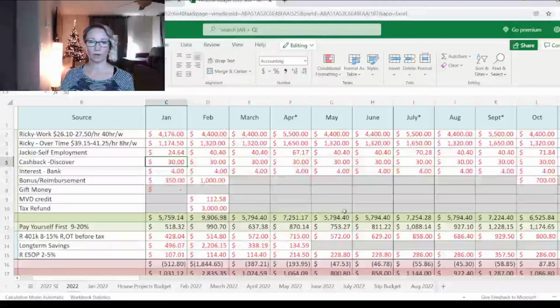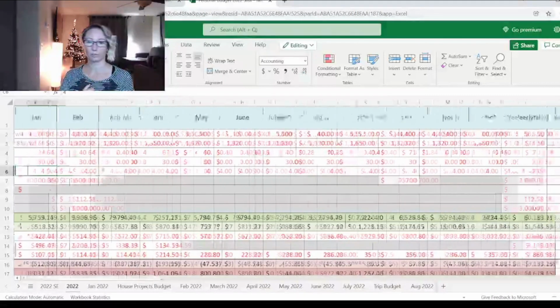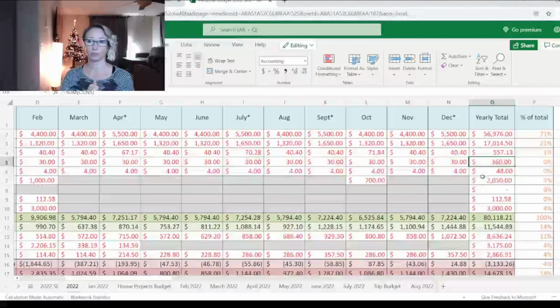Cash back for Discover, we're just estimating $30 a month. As you saw last month, we had some months where we got $80 back. It just depends on how much we spent on that card that month. And then interest for the bank account, I just put $4 a month, so we'll see. So maybe we might get an extra $360 cash back and maybe $48 worth of interest in the bank account. I know $4 doesn't seem like much, but you really want to tell every single dollar where to go, because $48 may not seem like that much, but you could say, hey, I want to go out to eat one extra time, or I have a pair of shoes that I really wanted.